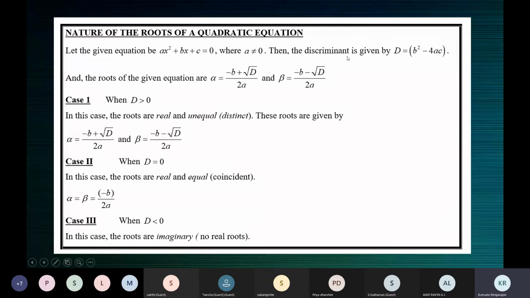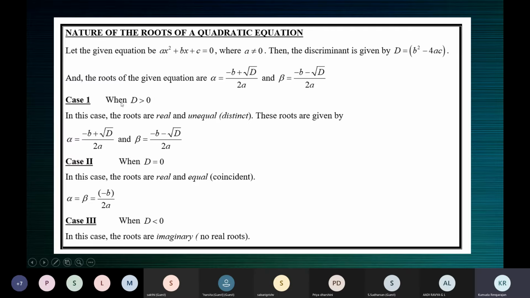So here, the expression b square minus 4ac is called the discriminant because it determines the nature of the roots of a quadratic equation. The value of this expression determines the nature of the roots of a quadratic equation. Nature of the roots means what kind of roots the given quadratic equation has or will have.